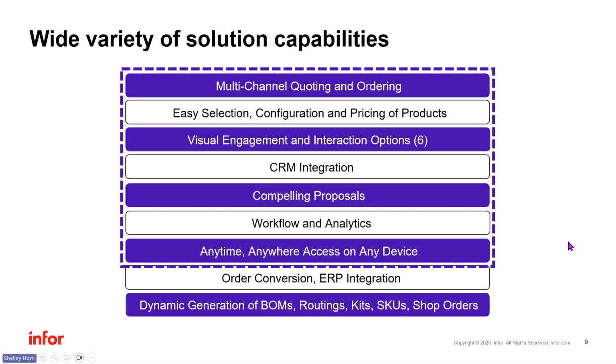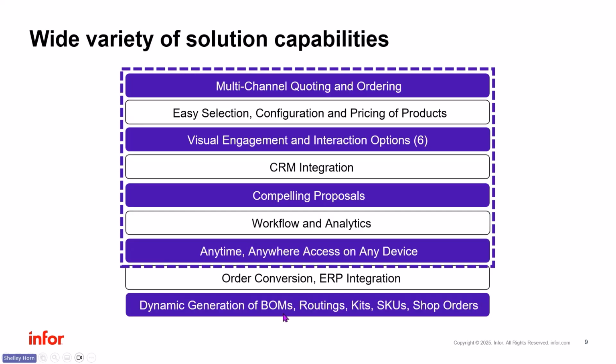There's just a wide variety of solution capabilities inside of Infor CPQ, but there are really these 9 main ones. And if you look, I'm using the dotted line again to say, all right, a lot of these things are happening more on the front end, right? I want to generate that lead. I want to capture it. I want to convert that lead to an actual opportunity and start to quote it. And then I want to be able to convert it to an order and generate all that back end information.